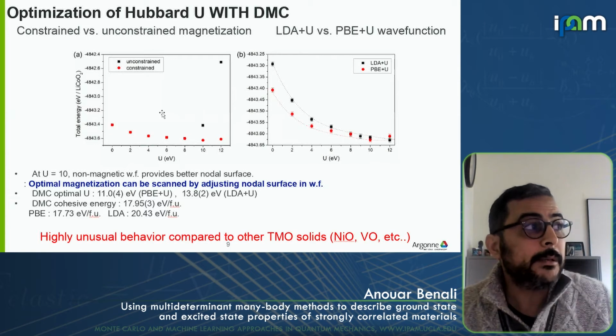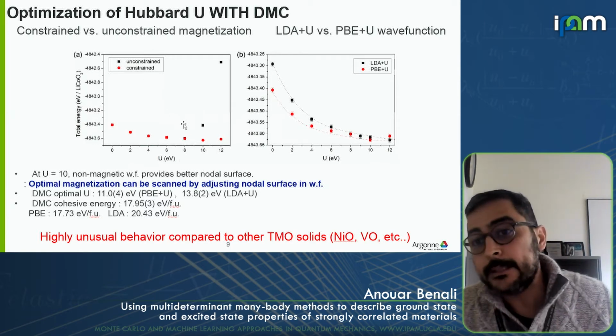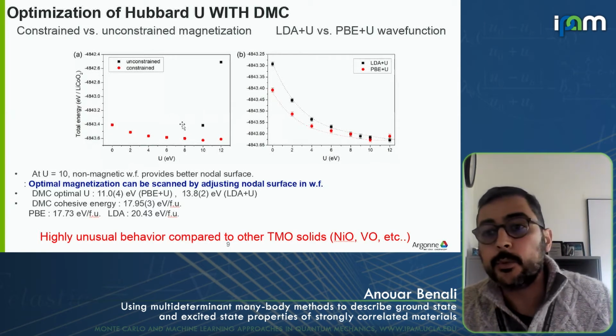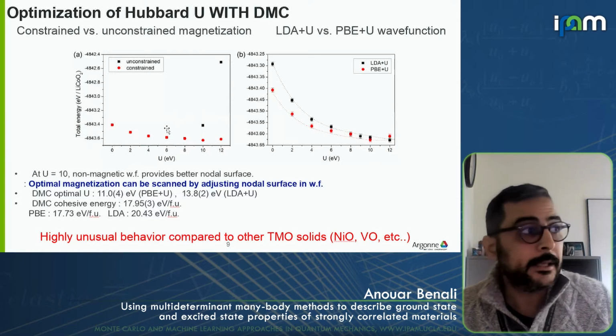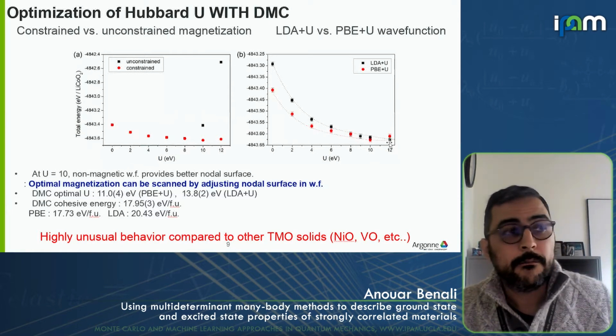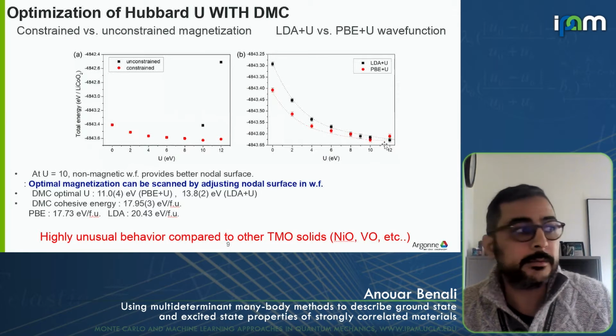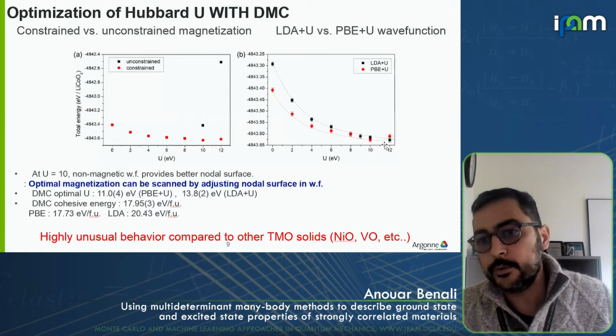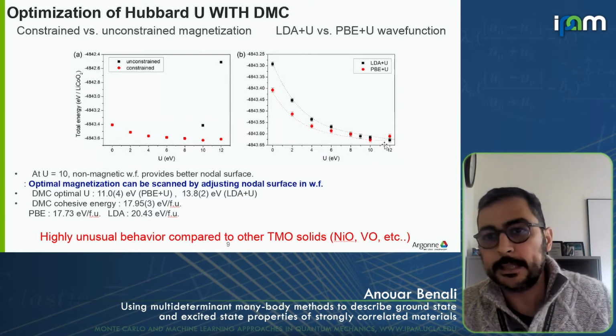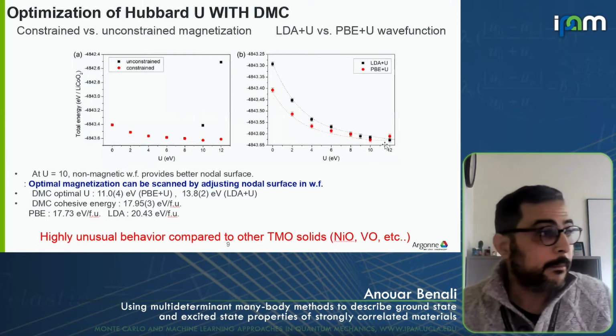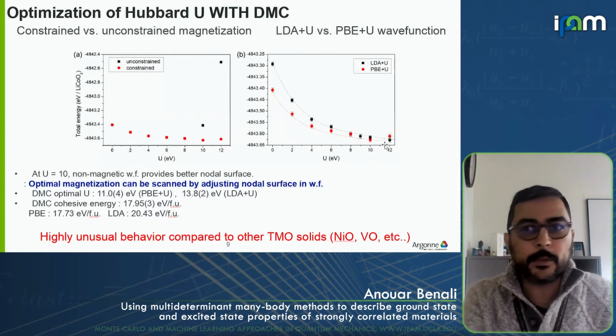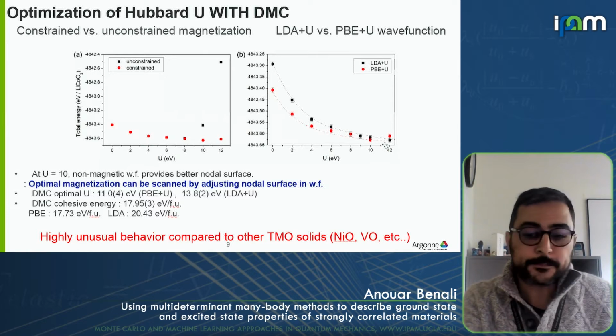And the only way to be able to get something is by constraining the system. So we force the system to not be magnetic. Then we find this value of minimum U here around 11, which is highly unusual. And of course, the value of U equals 11 makes almost no sense. But we decided just to go with it and see what that means in this case.